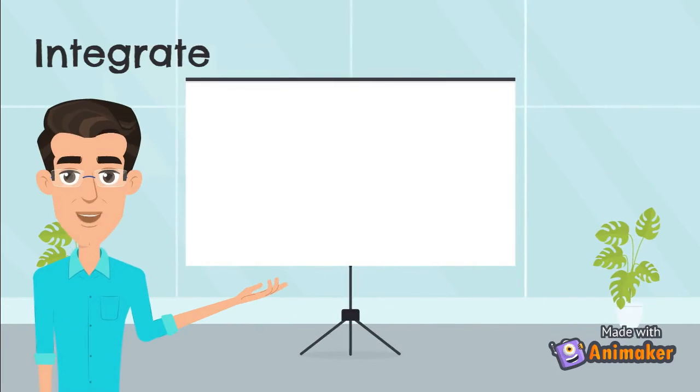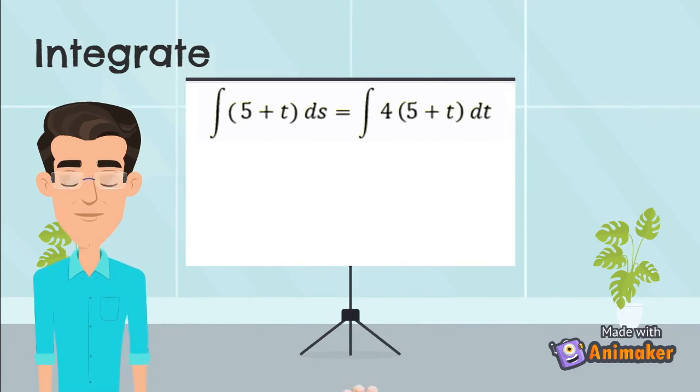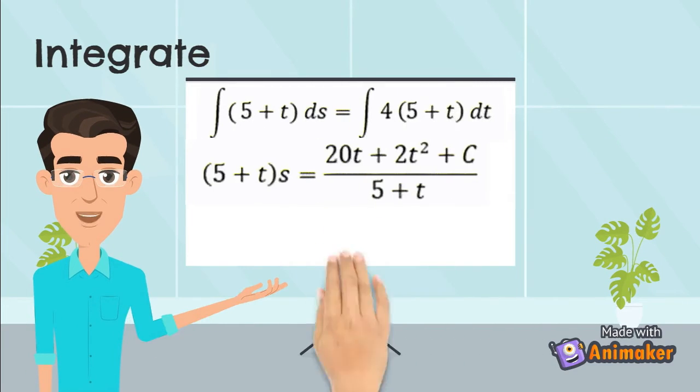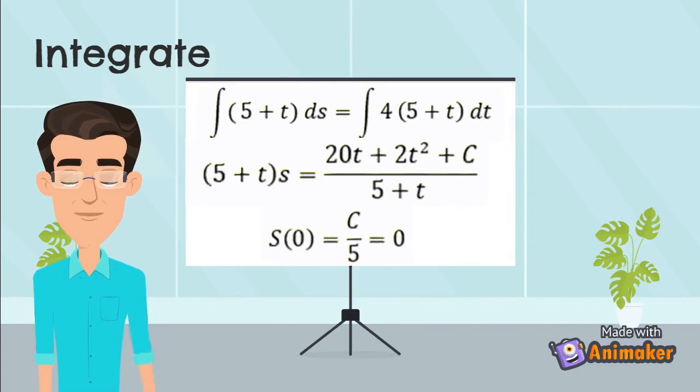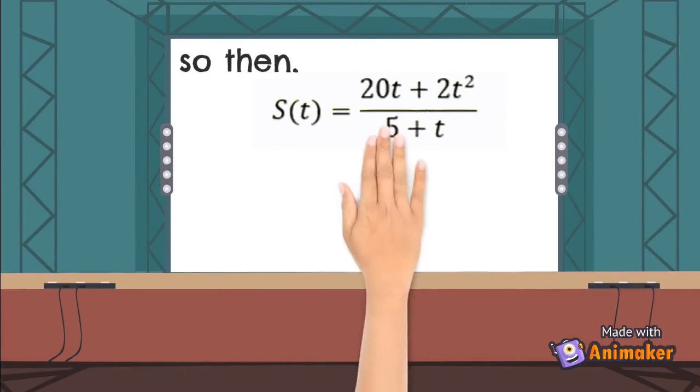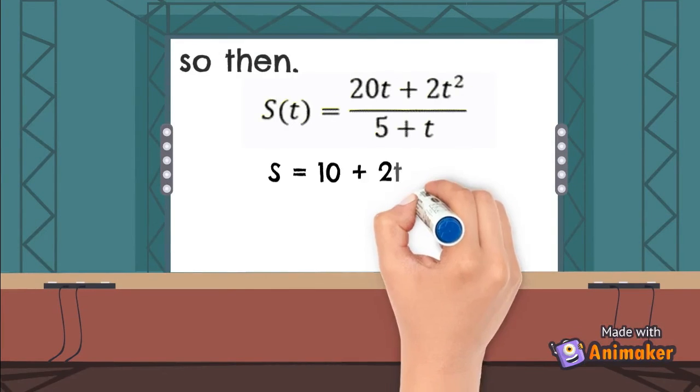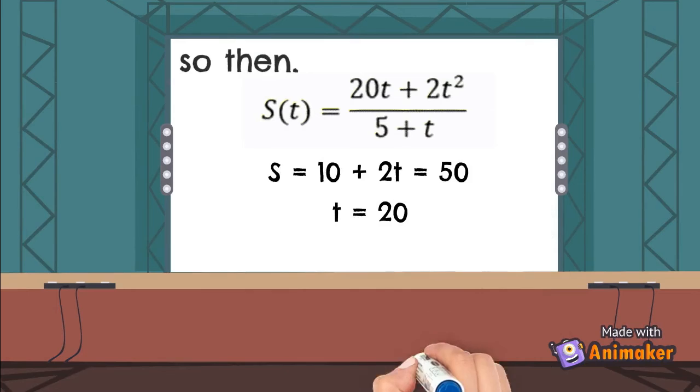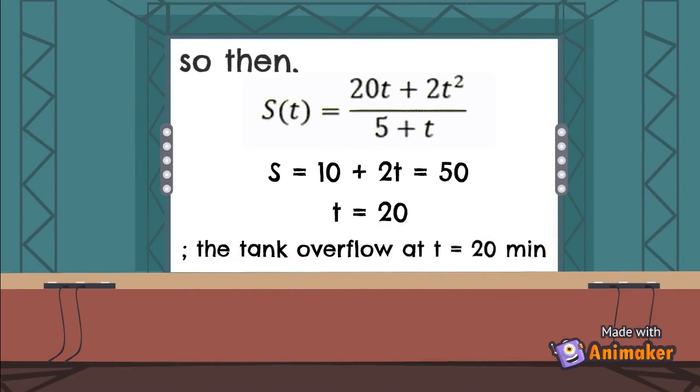Integrate d[(5 plus t)s] equals integrate 4(5 plus t) dt, so (5 plus t)s equals 20t plus 2t squared plus c. So s equals (20t plus 2t squared plus c) divided by (5 plus t), and c equals 0. Then, s(t) equals (20t plus 2t squared) over (5 plus t). The volume 10 plus 2t equals 50, so t equals 20. Thus the tank overflows at t equals 20 minutes.